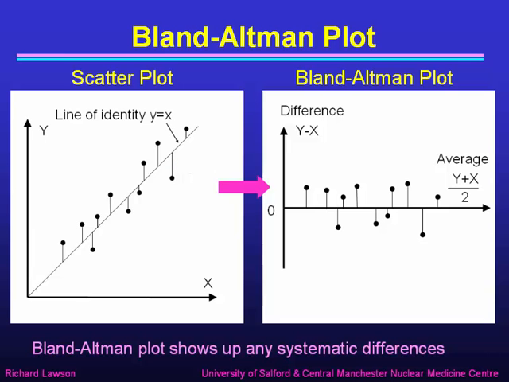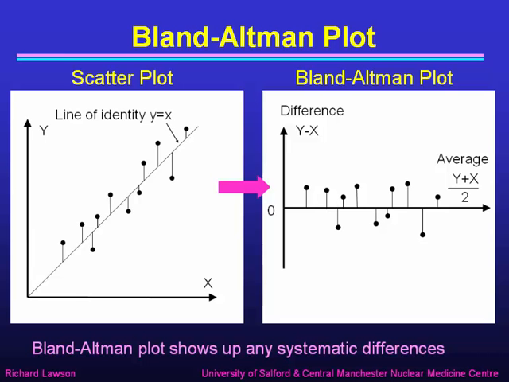But if we replot the same points on the Bland-Altman plot, now on the vertical axis we've got the difference, y minus x, and on the horizontal axis the average, y plus x over 2. Once again, the vertical bars show the difference of each measurement from the line of identity, because on the Bland-Altman plot the line of identity where y equals x corresponds to 0, the horizontal line going right through the middle of the data.